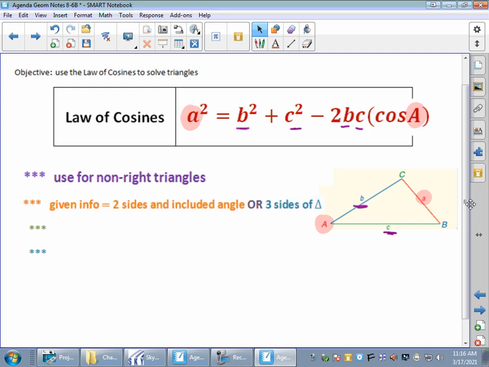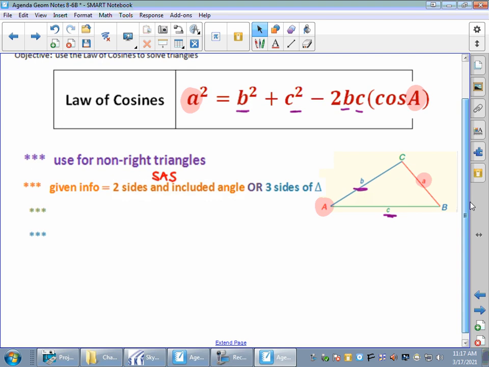Our given information, we're always going to have 3 pieces of information. It's either going to be 2 sides and the included angle. I don't know if you remember back, but it looks like side angle side. Or you'll be given 3 sides of the triangle. So still 3 pieces of information, just like in law of sines.